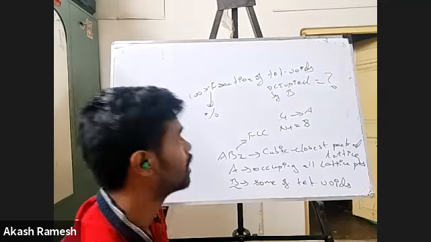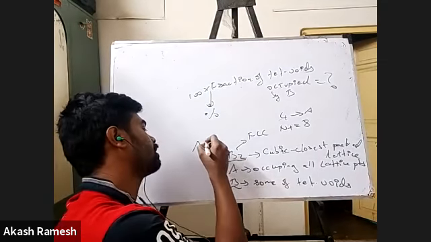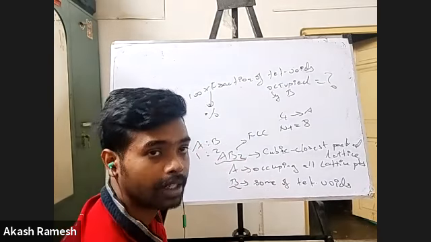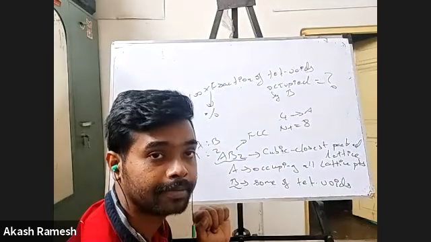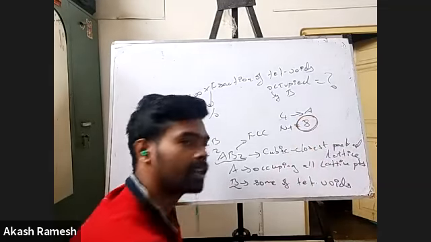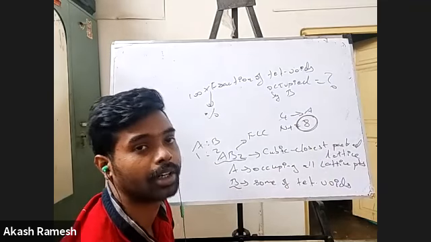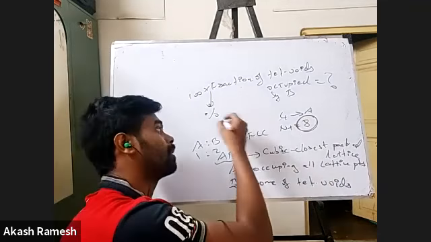If I look at the formula, A is to B is 1 is to 2. So if I have 4 A's, how many B's should I have? 8, sir. 8 B's. So I should have 8 B's. That means all the 8 tetrahedral voids are occupied by B. That's what you understand, right? So what is the fraction occupied, or the percentage?